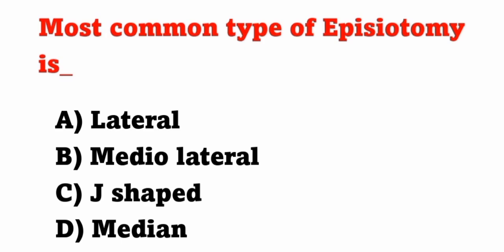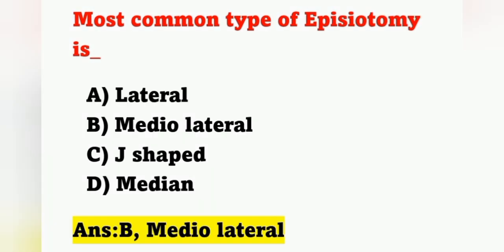Most common type of episiotomy is. Options: option A lateral, option B mediolateral, option C J-shaped, option D median. Most common type of episiotomy is mediolateral. Option B is the correct answer.